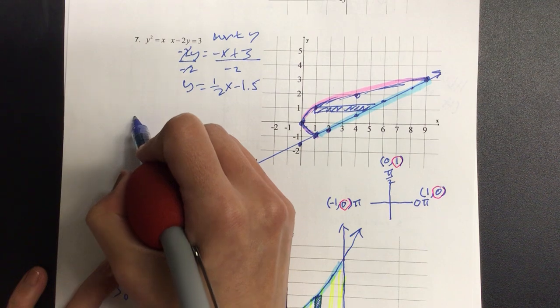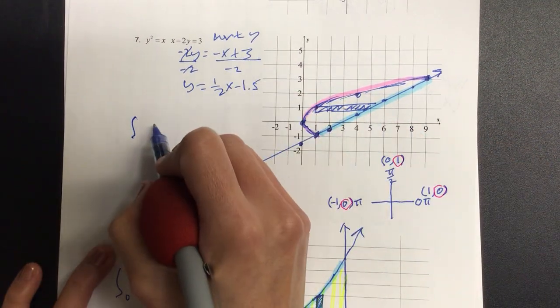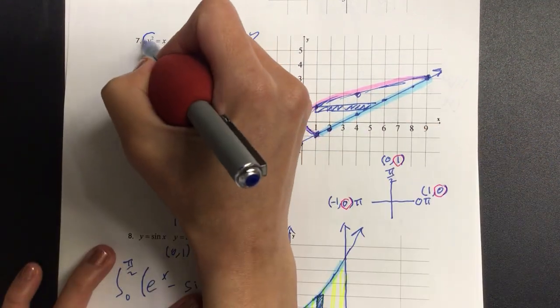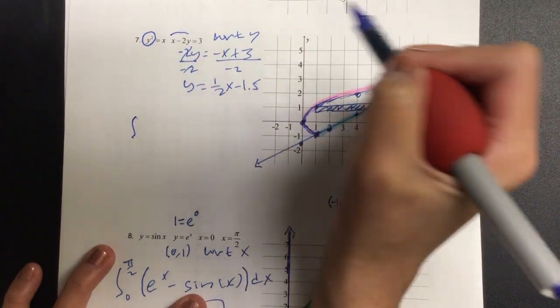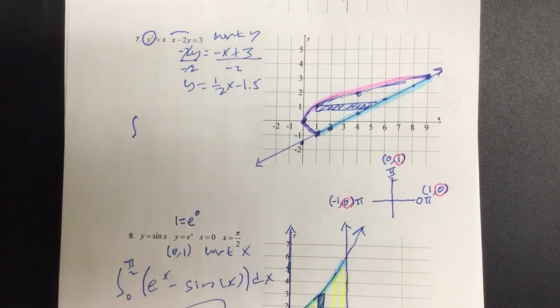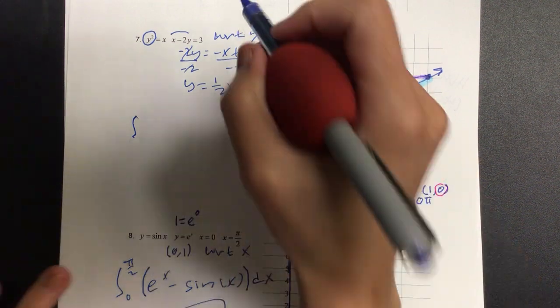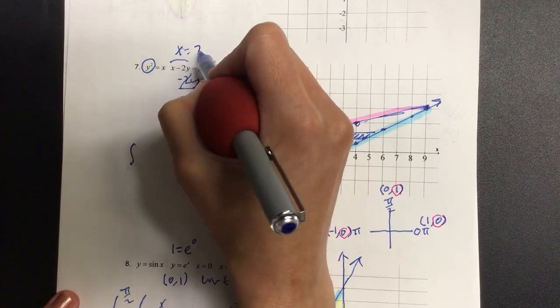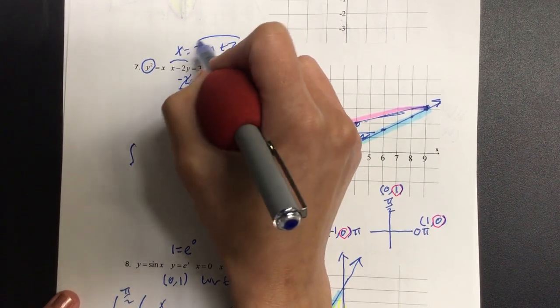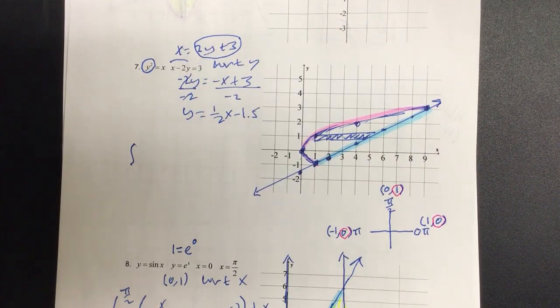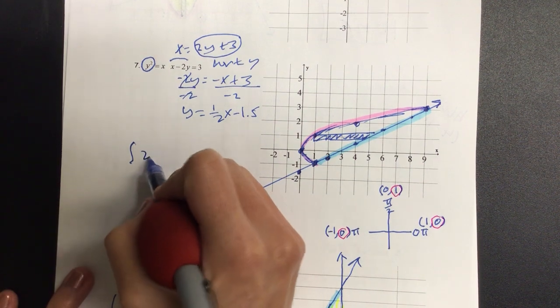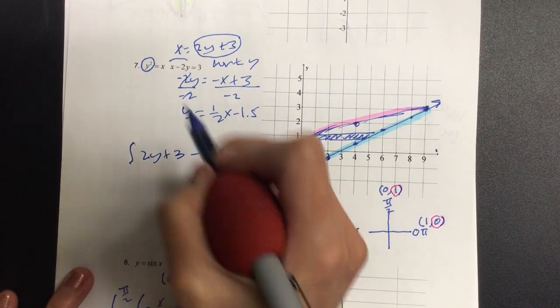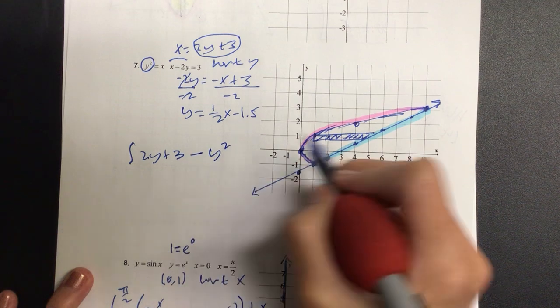So let's put on here integral. So the linear function, and we want it with respect to y. Everything with the y on this one. Oh, do I need to rewrite this piece? So I can rewrite this one as x equals 2y plus 3. Everything has to be in terms of y. So we have 2y plus 3 minus the y squared dy.